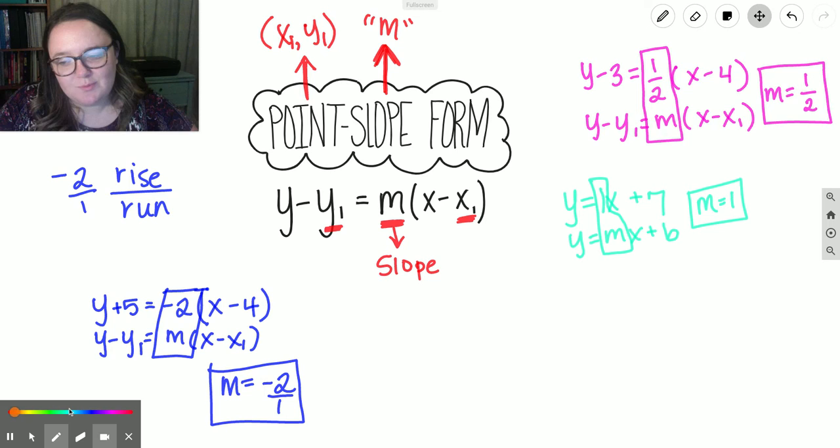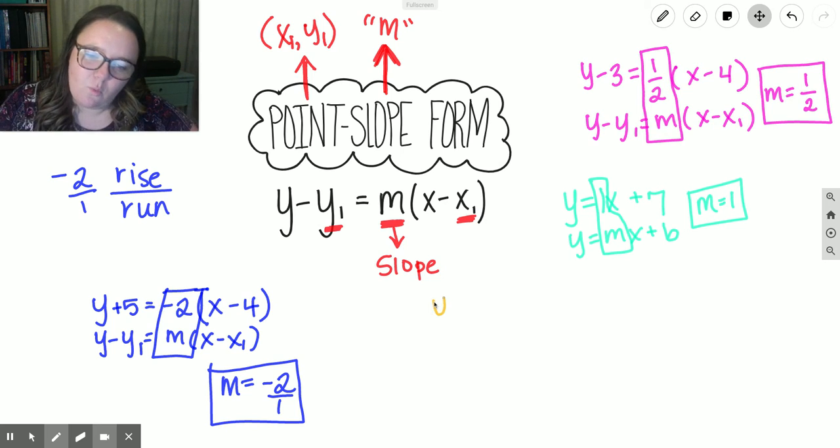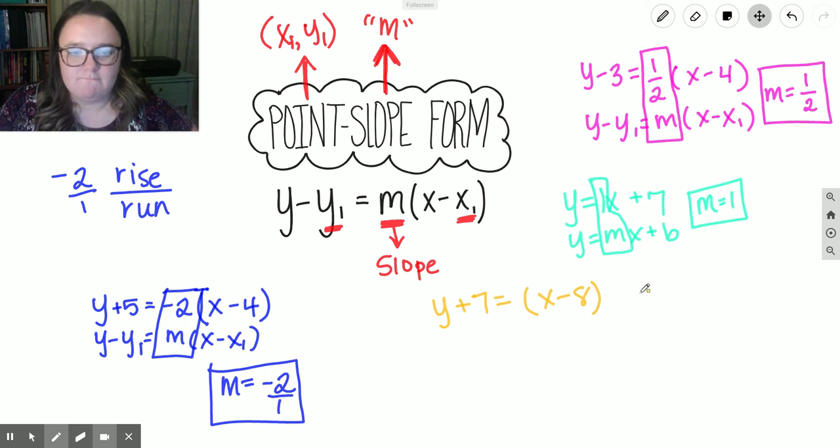I got one last one for you. Remember, these are just pretty straightforward. There's not really a trick to it here. So my last formula for you is y plus 7 equals parentheses x minus 8. Okay, I see some parentheses here, so I'm thinking it's point slope. I'm going to write point slope form right under it. y minus y1 equals m parentheses x minus x1.